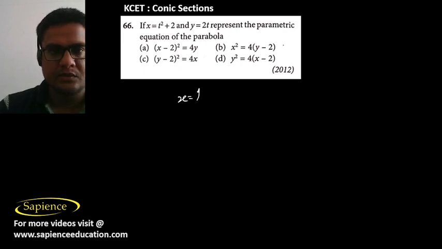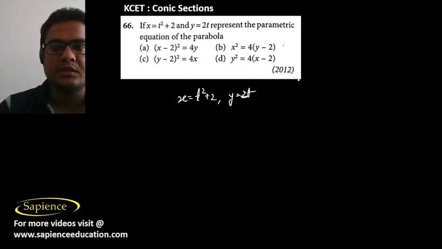Here x is equal to t square plus 2 and y equal to 2t represents the parametric equation of a parabola. So for which parabola are these the parametric equations? From here we have to eliminate t actually. So t is equal to y by 2.